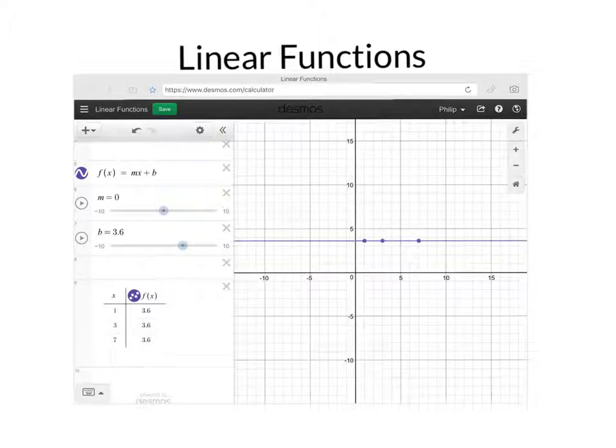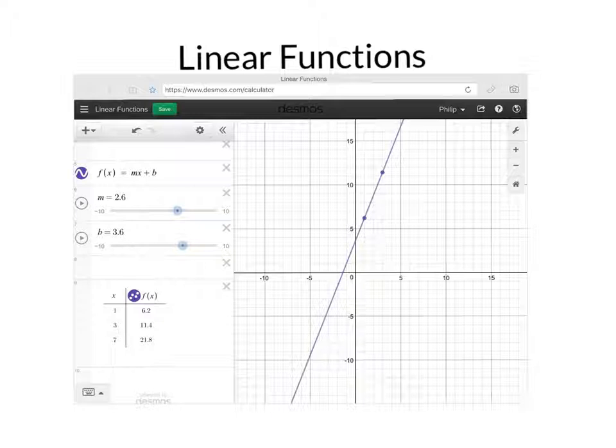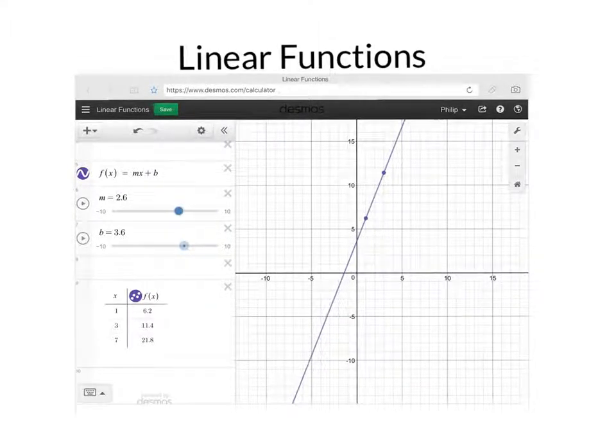Now, if I move this positive, we see that as I move from left to right, my line is going up. So I'm going to move this direction, and it seems like my line is increasing from left to right, and that's a way we can identify a positive slope. And the larger my slope gets, the more vertical my line will be. So as I drag this up, you can see that my line gets more and more vertical.